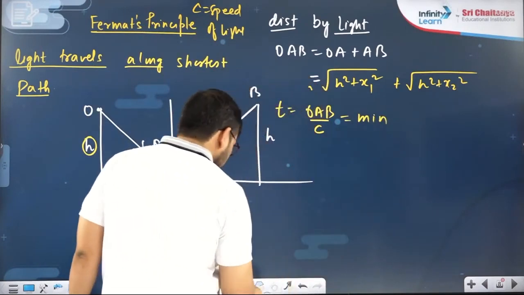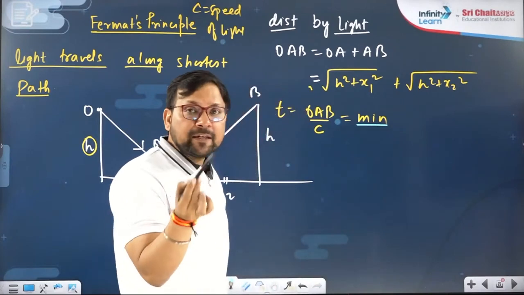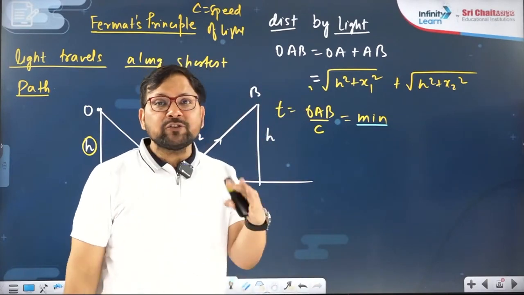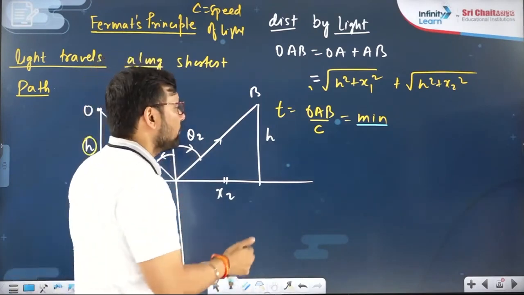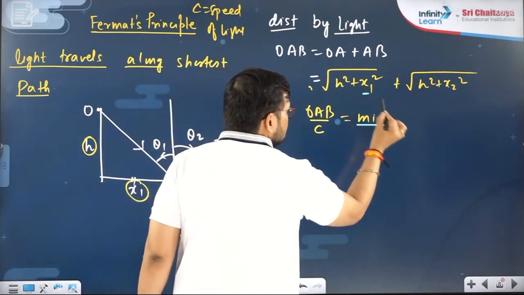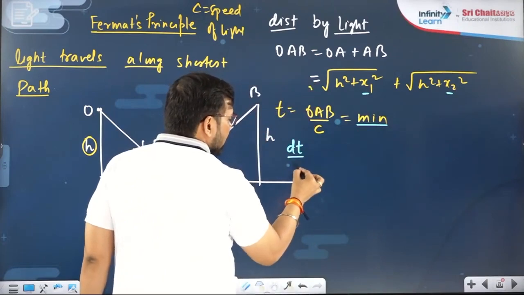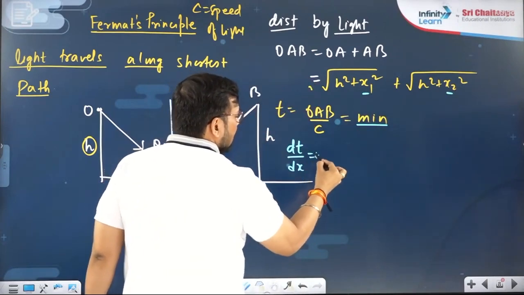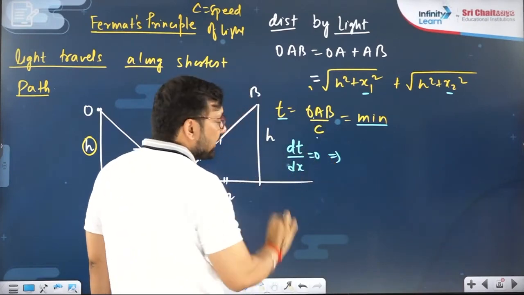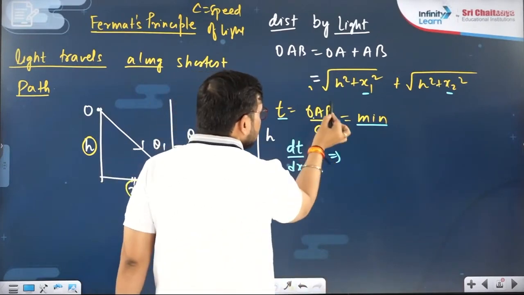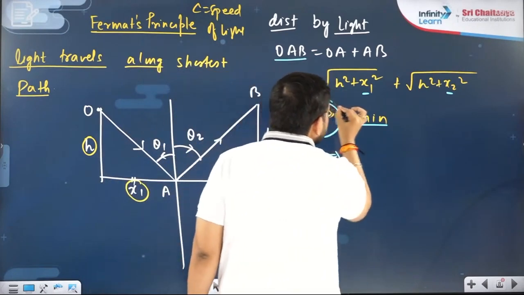And you have done differentiation. In differentiation, if anything is minima or maxima, then its rate of change is 0. For minima or maxima, the rate of change is 0, dt by dx equals 0. What is the variable here? X. So for minima or maxima, the derivative is 0, and I am differentiating t, which is OAB by c, and putting it equal to 0. What is t? t is OAB by c, and OAB I already have.